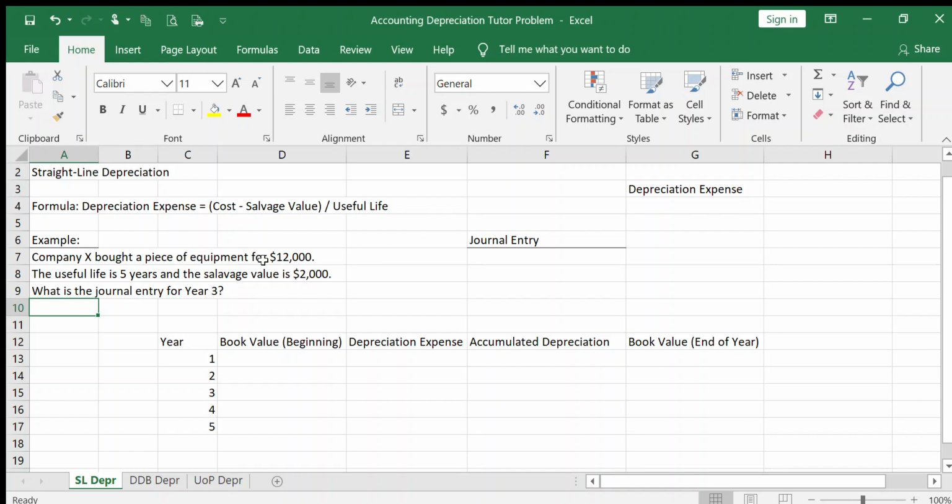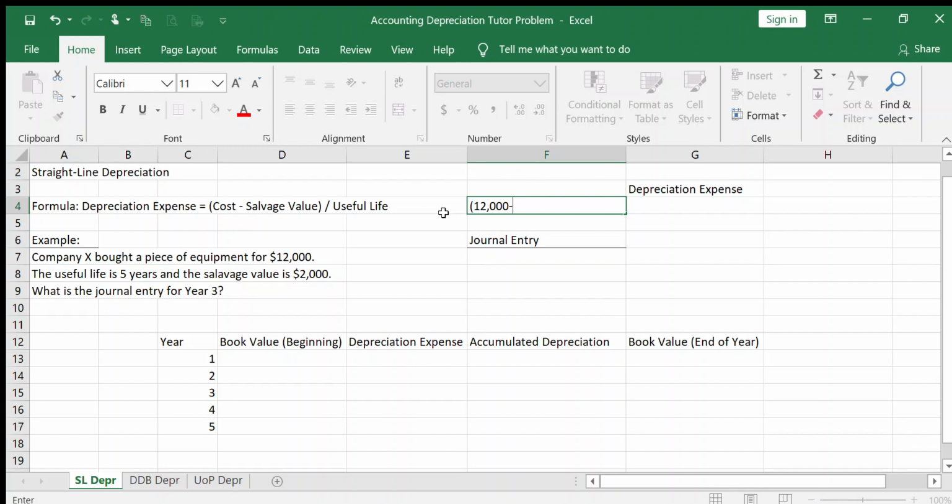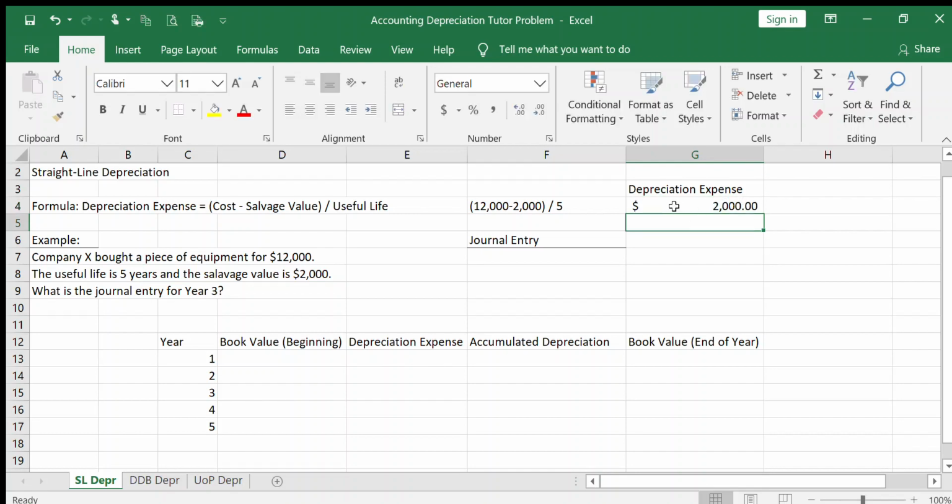All right, so let's figure out our depreciation expense first. Using our formula, we have a cost of $12,000. We're going to subtract $2,000 from that because that was our salvage value. Then we're going to divide it by 5 because our useful life was 5 years. When we put that into Excel, we get a depreciation expense of $2,000.